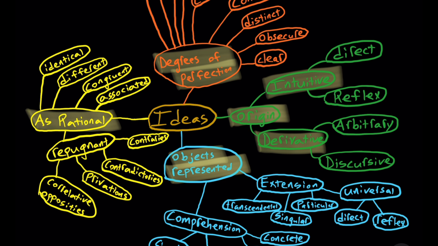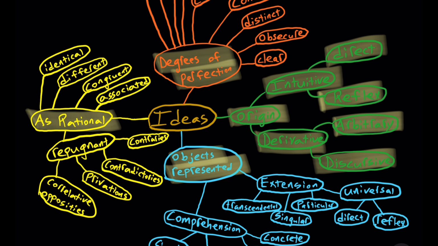Now, intuitive concepts are either direct or reflex. That is, if the idea gets its genesis from within the mind or from without. Derivative concepts are either arbitrary or discursive. The synthesis process can be totally arbitrary, as when we create an idea of a unicorn, which doesn't exist out there in the world, or it can be based on logical reasoning, in which case we have something that's discursive.